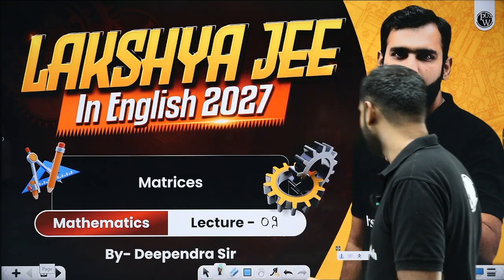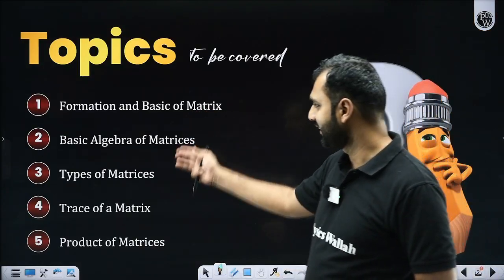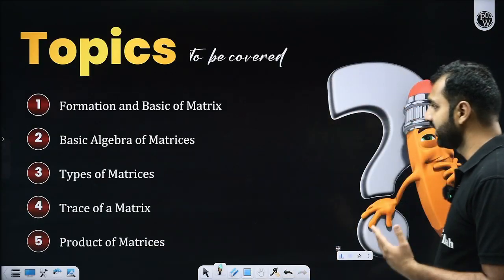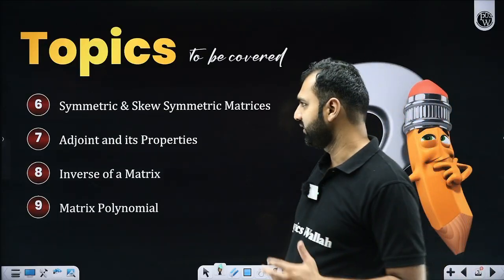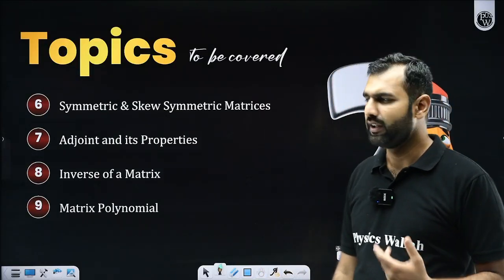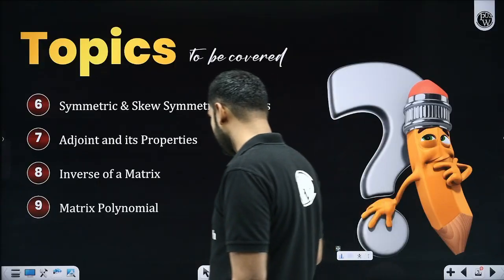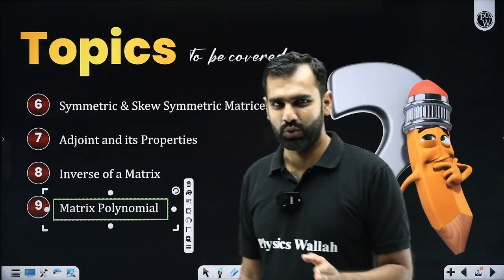Shall we get started? Before I get started, I hope you know that so far we have discussed all these things. There is no confusion regarding formation, algebra, and even types, trace and product of matrices. Not just that, different types of matrices: skew-symmetric, symmetric, transpose, adjoint, its properties, inverse. We have covered everything so far, and now this is the last chunk of this chapter, which we'll be covering today.